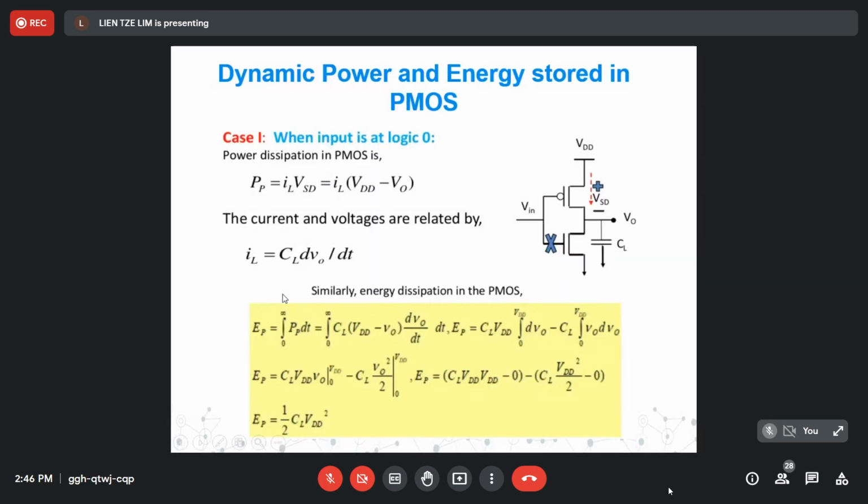So next I will mention dynamic power dissipation. This slide is about the derivation of the formula to determine the dynamic power dissipation.